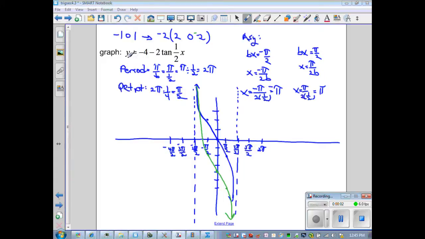One last example we'll walk through. y equals -4 minus 2 tan 1/2 x. Our usual order is -1, 0, and 1. But since this is a -2, it flips and it goes from 2, 0 to -2. My period, inverting and multiplying, gives me 2 pi. My quarter point, multiplying by 1/4, gives me pi over 2. And when I solve for my asymptote, it gives me -pi and +pi.